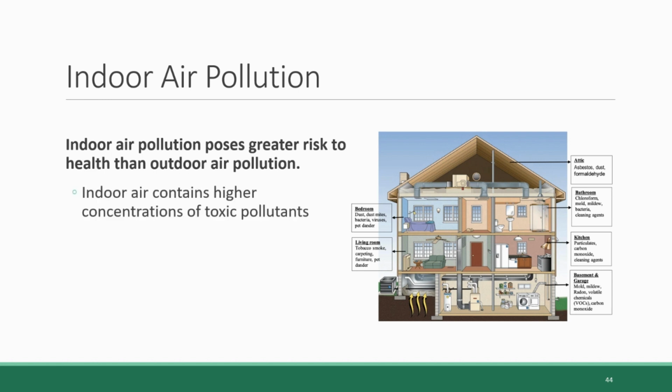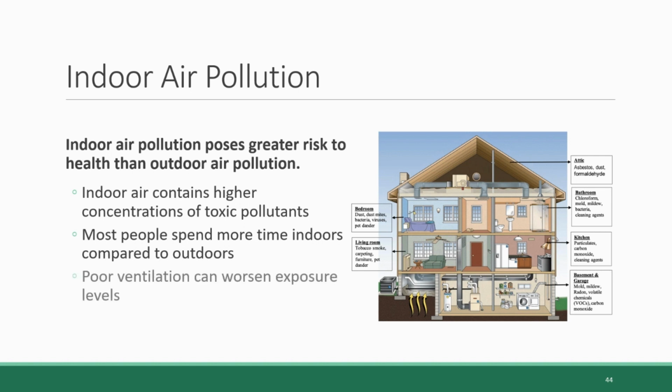Indoor air pollution contains higher concentrations of toxic pollutants than outdoor air, and we'll talk about some of the indoor sources of those pollutants in just a moment. Also, most people, at least, tend to spend more time indoors compared to outdoors, and so they end up getting higher levels of exposure because of this. And then finally, poor ventilation in many buildings can cause pollutants to remain concentrated indoors and exacerbate exposure levels.